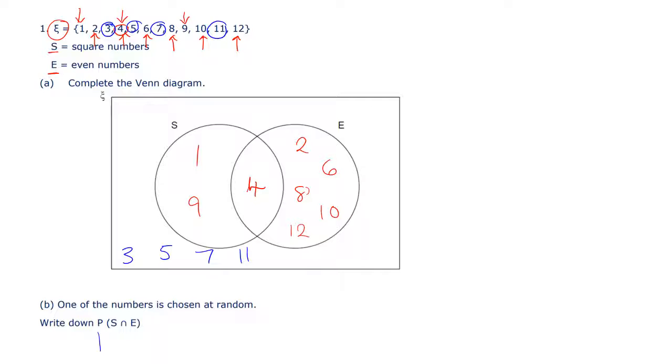And then this stands for probability, and this stands for intersection, so that's like and. So we're looking at the middle part, and there's only one number in it out of, and we can just look at the top bit here, there were 12 numbers altogether. So that's that one.